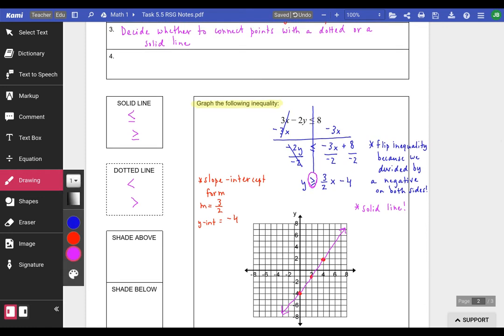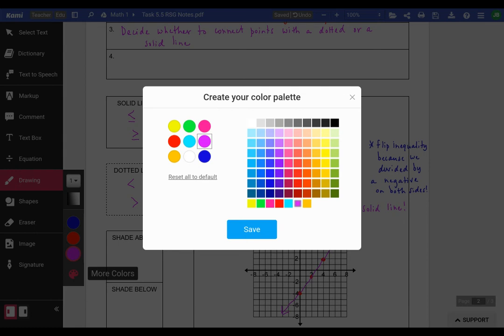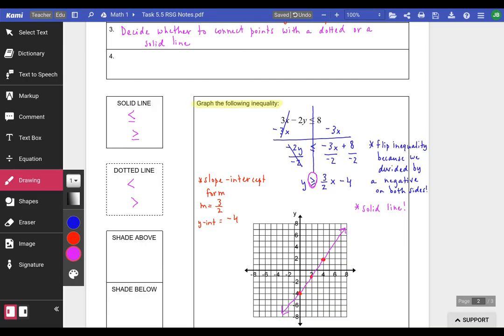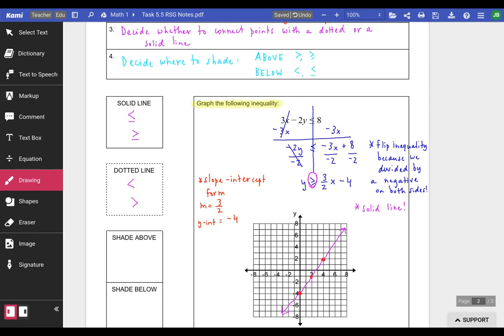So the last step when we're doing inequality, let me grab a different color here, is to decide where to shade. And this is new. This is something we didn't have to do when we were graphing linear equations. We have to decide where to shade. And here's what I mean. We're going to shade above the line that we just drew if our symbol is greater than or equal to. We're going to shade below if our symbol is less than or equal to.